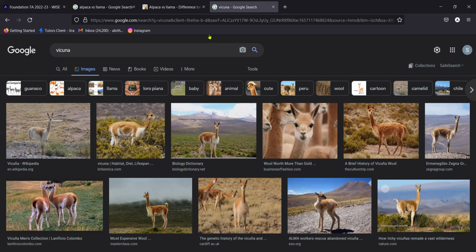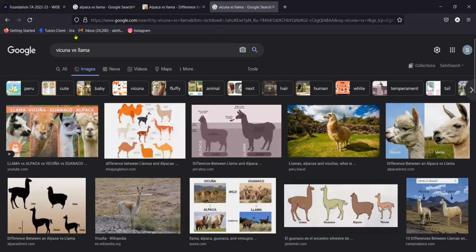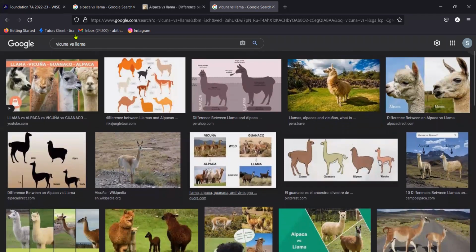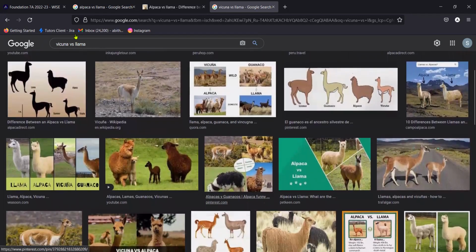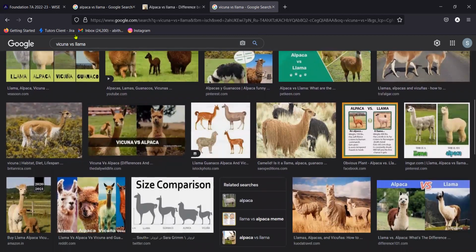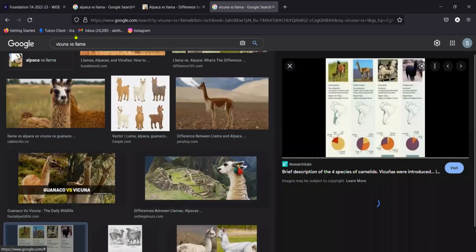Ma'am, I have one doubt. What is the difference between alpaca, vicuna and llama? Vicuna looks like a deer crossed with a llama. Vicuna has little fur, while llama has more fur than them.